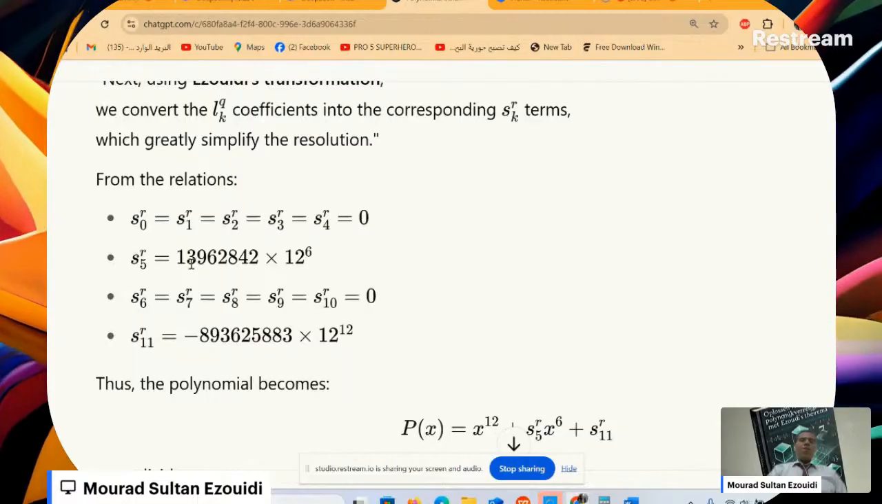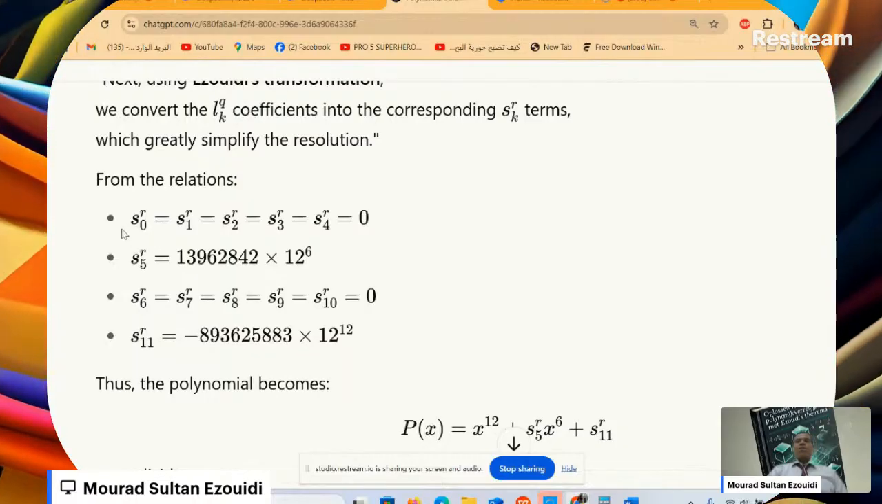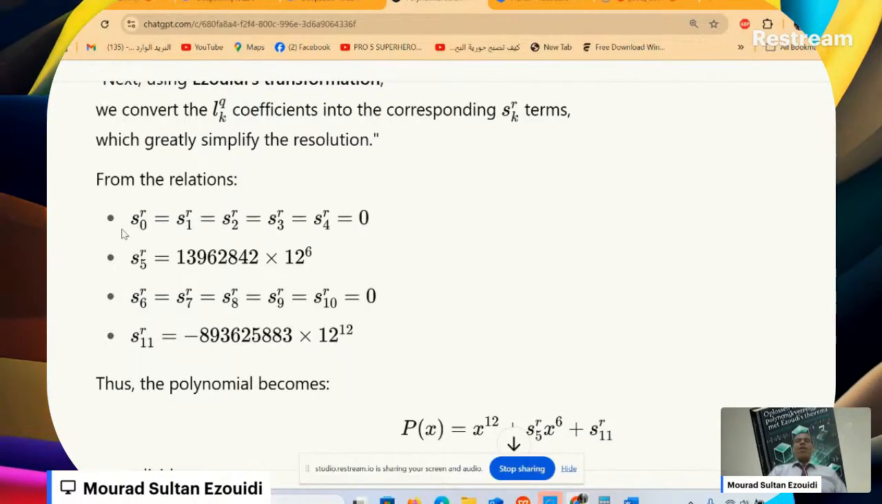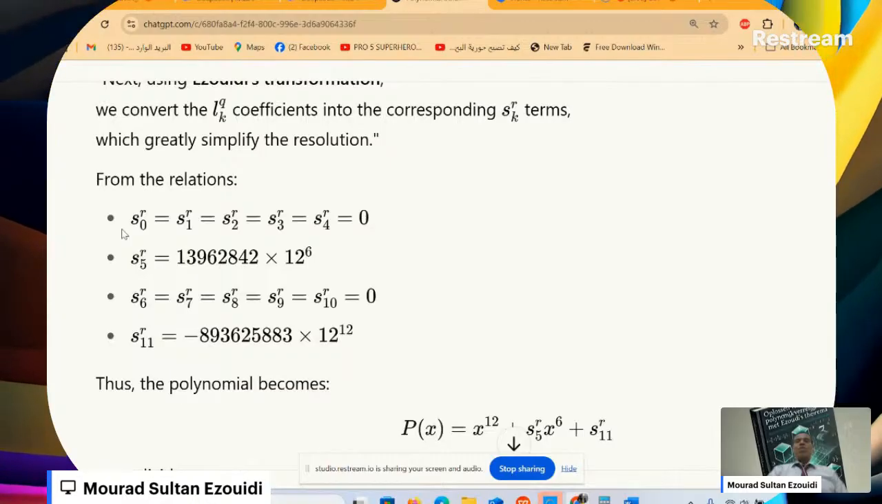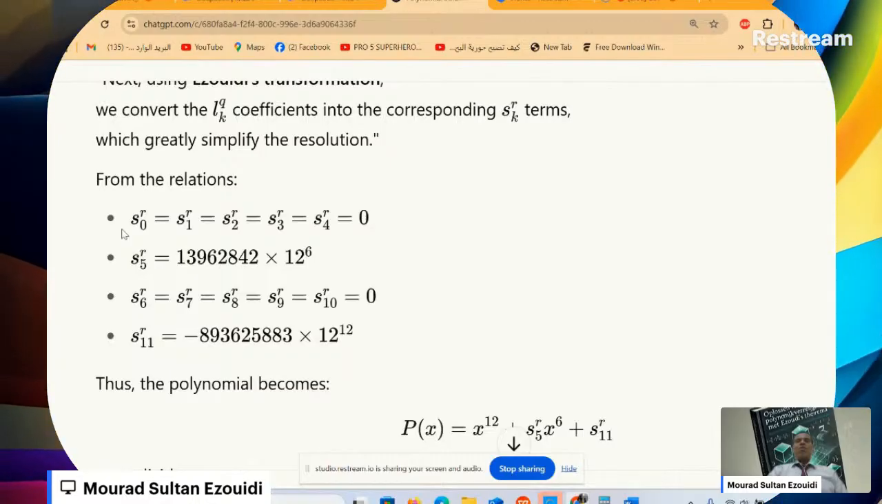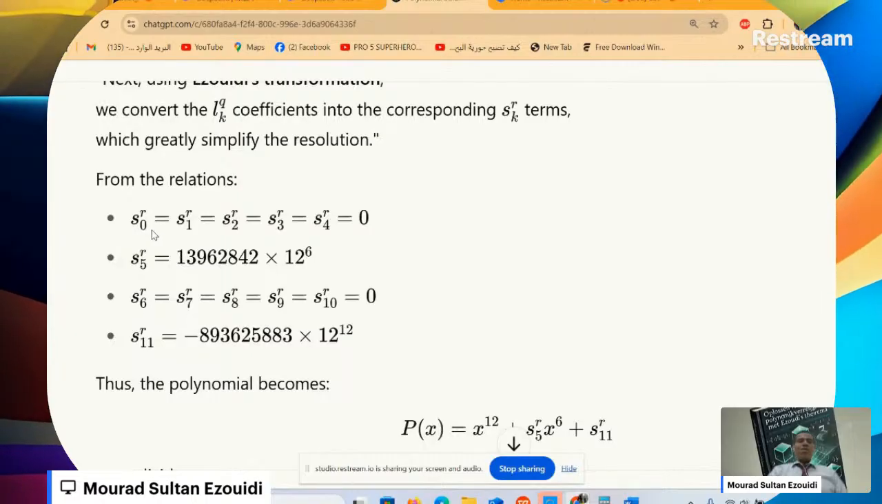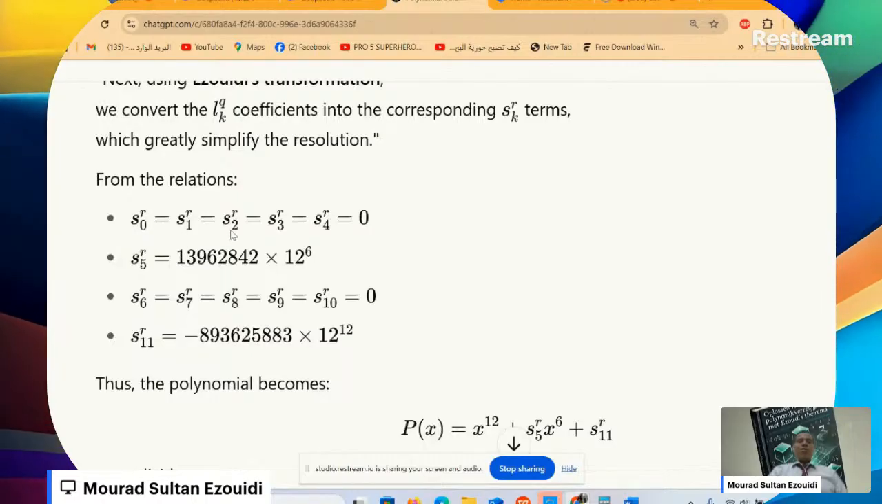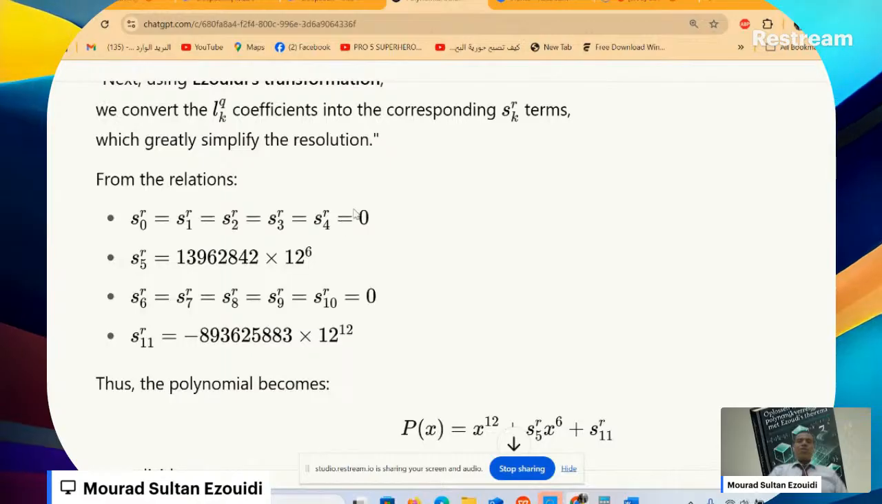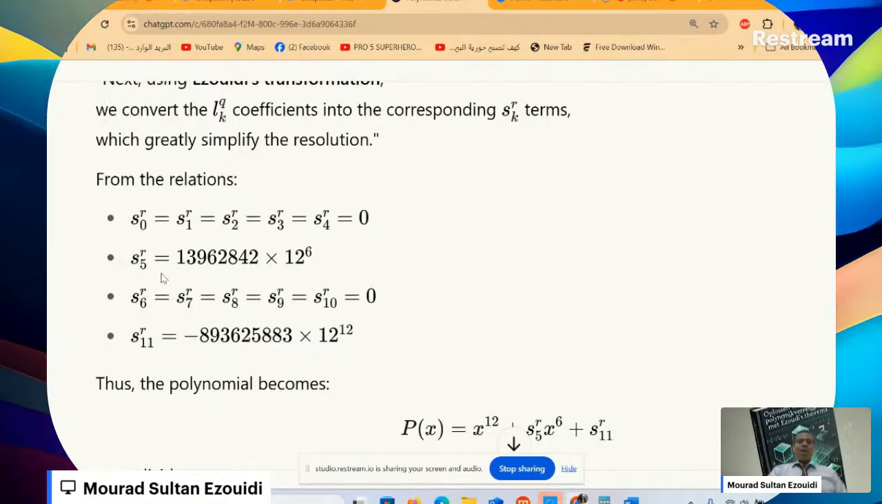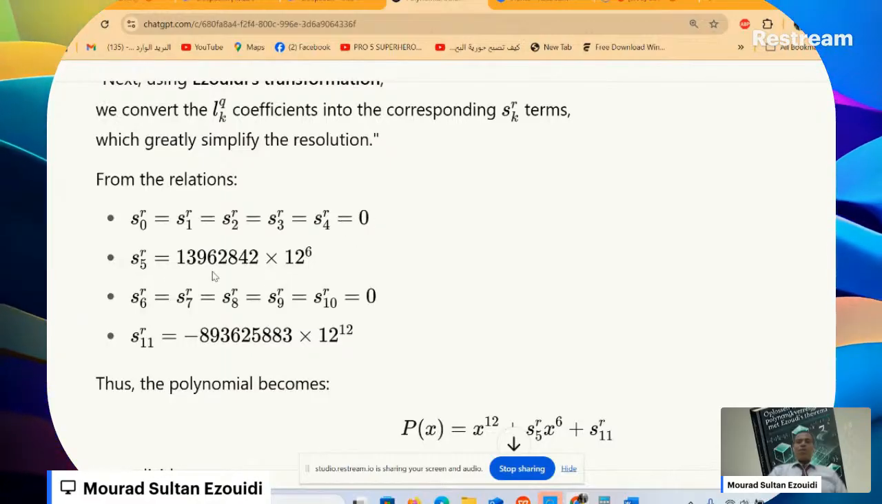We found that the value of s minus 1 is 1. This is by convention. Like L minus 1 of 42 is 1, meaning the first coefficient of the x term raised to the power 12 is 1. S0 is equal to S1, equal to S2, equal to S3, equal to S4, equal to 0. S5 here is different to 0.